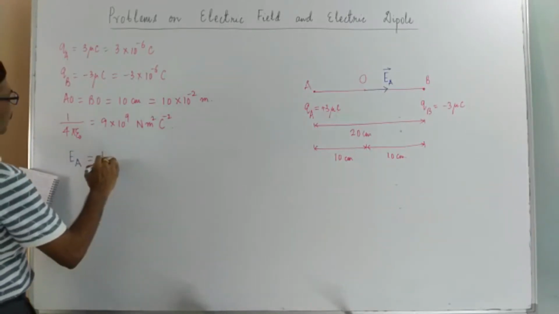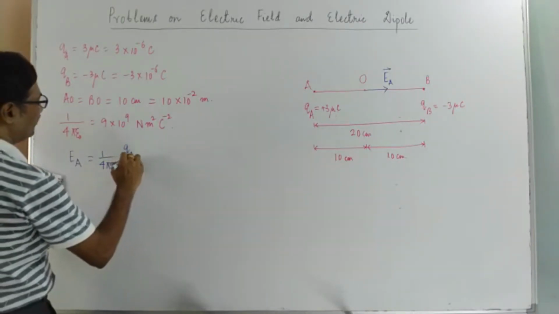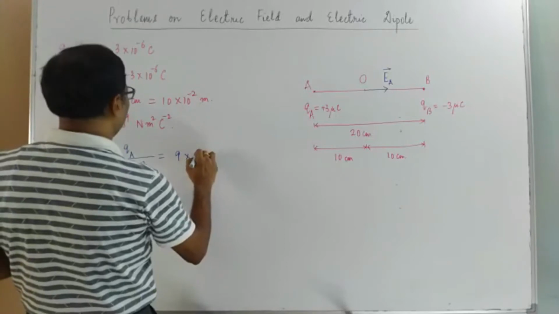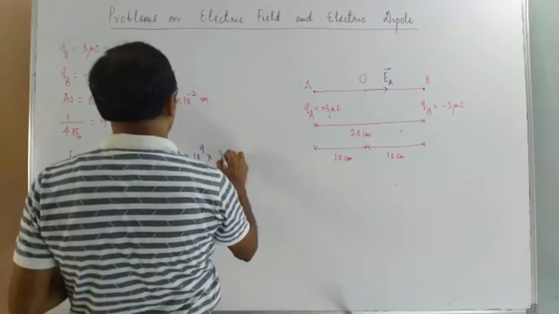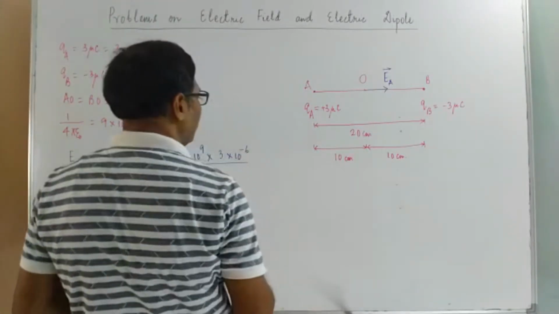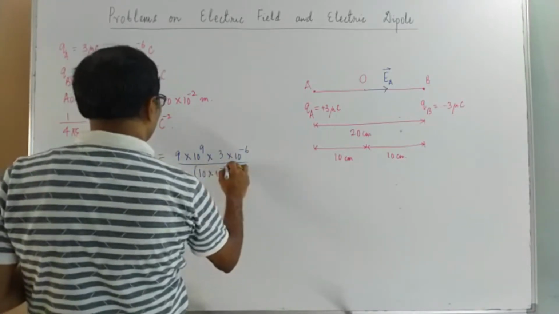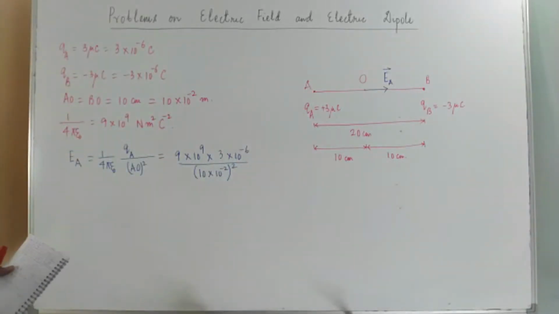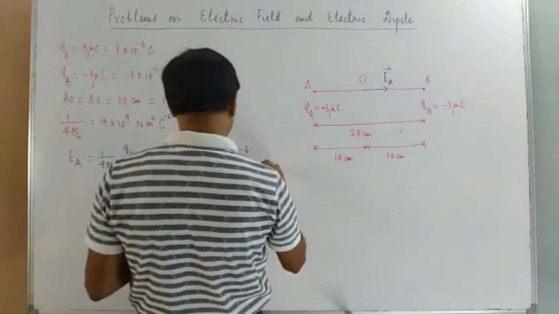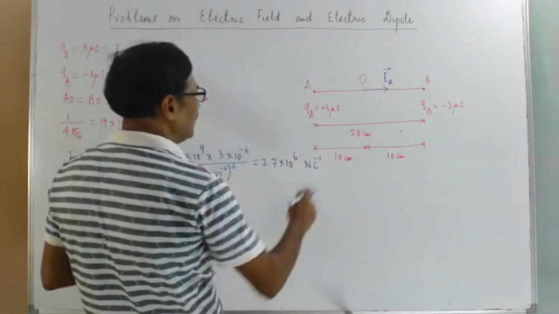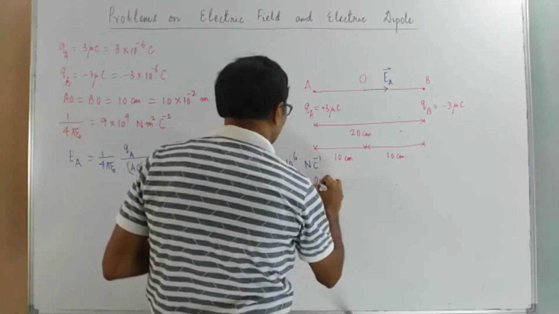So the magnitude of EA is 1 by 4 pi epsilon 0 QA by AO square. That is equal to 9 into 10 to the power 9, QA is equal to 3 into 10 to the power minus 6, divided by AO is equal to 10 centimeters, that means 10 into 10 to the power minus 2 meter whole square. If you calculate this, it is 2.7 into 10 to the power 6 Newton per coulomb, and it acts along OB.